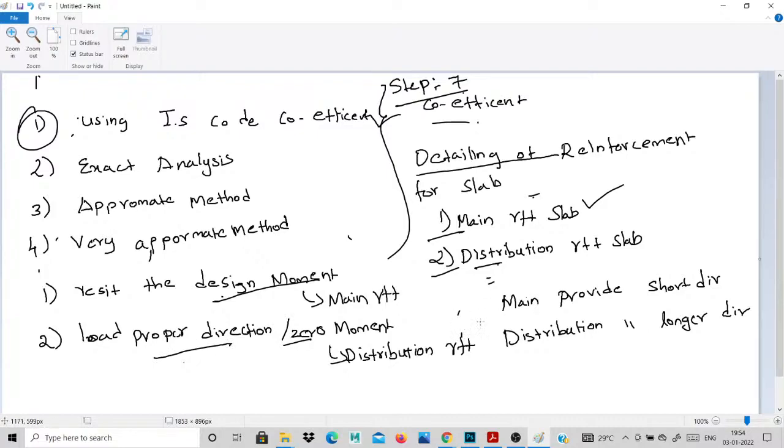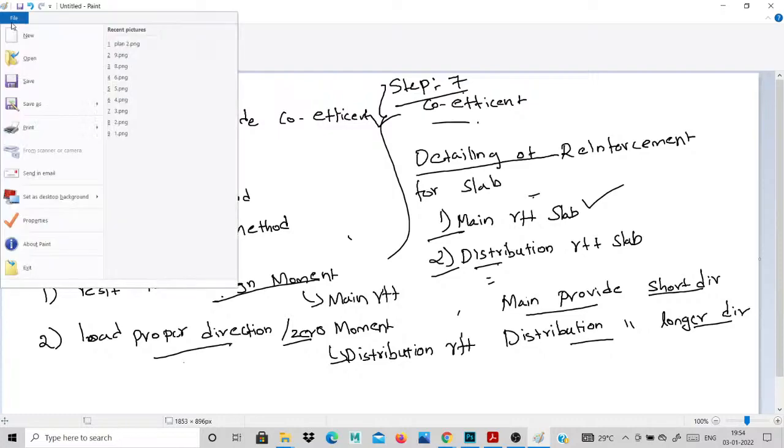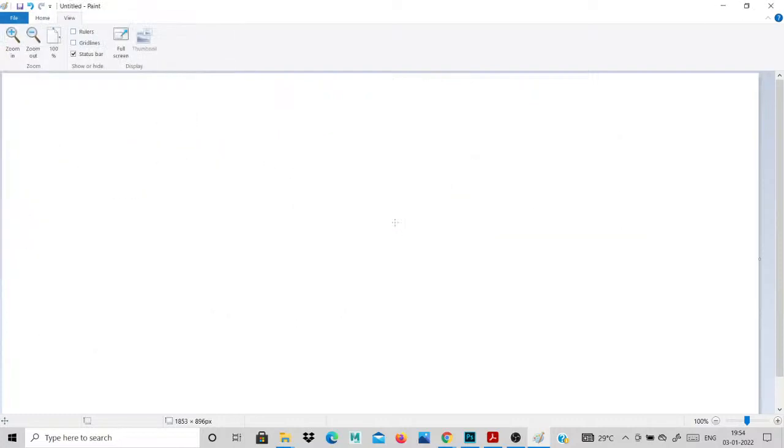For a one-way slab, the main reinforcement is provided in the shorter direction and the distribution in the longer direction. Now it is clear how to provide the reinforcement detailing for your one-way continuous slabs and the distribution rods. The next thing is the checks for your slab conditions.